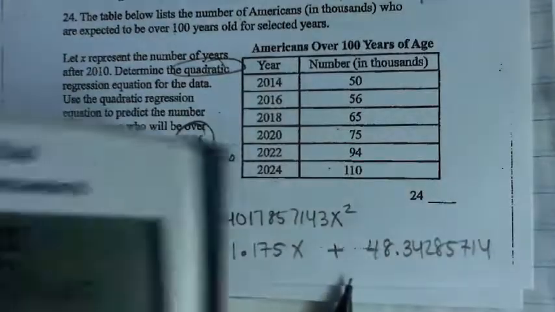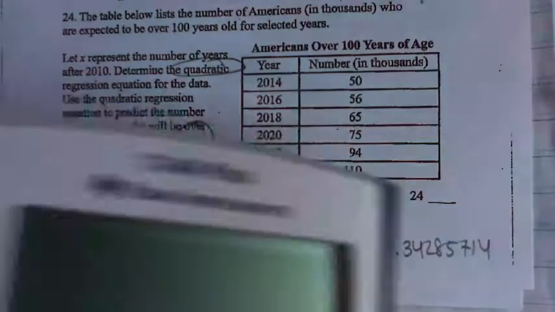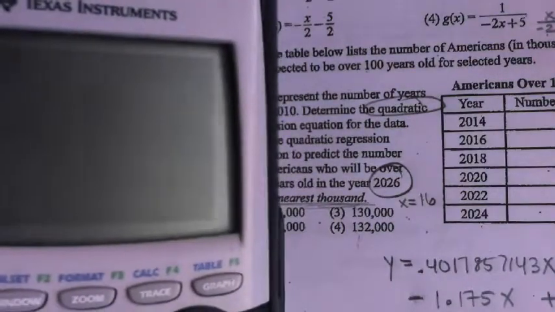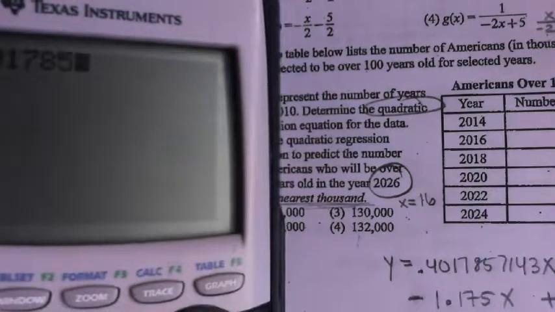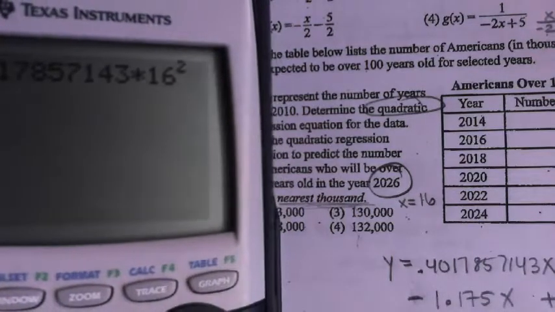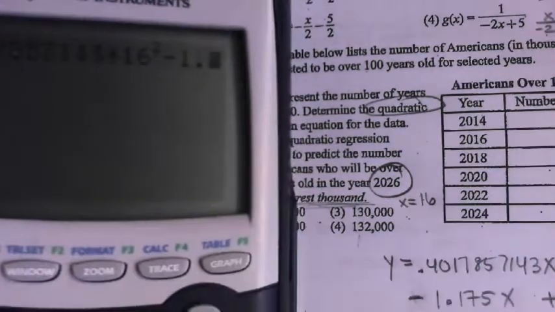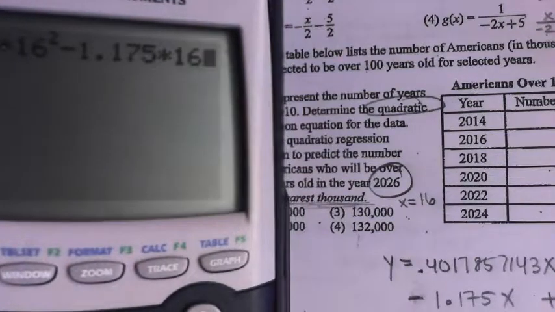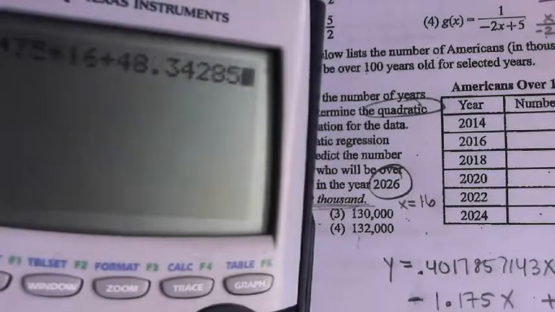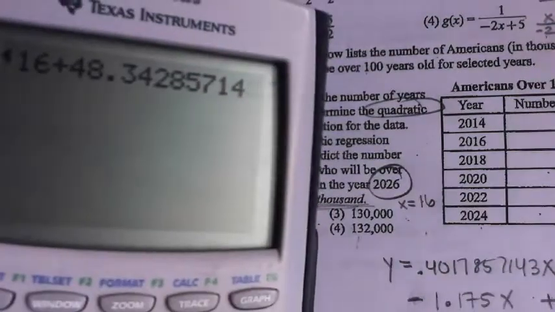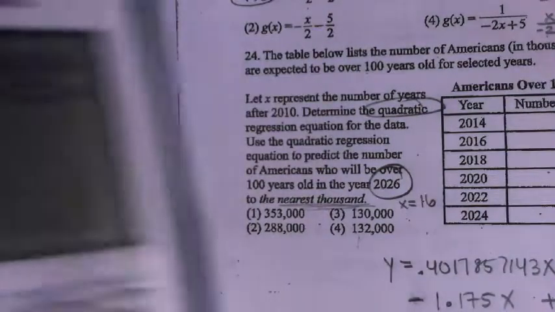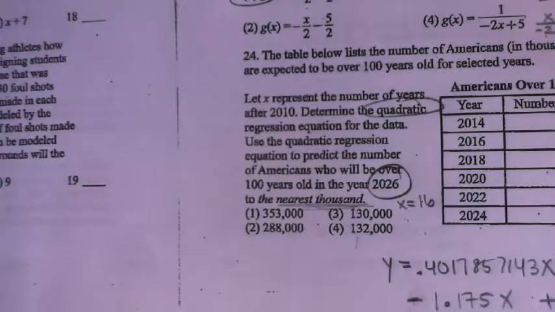16. So, second quit, if I just go and type this all in, oh boy, 0.401785714 times 16 squared minus 1.175 times 16 plus that crazy 48.34285714. 132.4, which in thousands, you would just move that decimal place over. So which one's the closest?